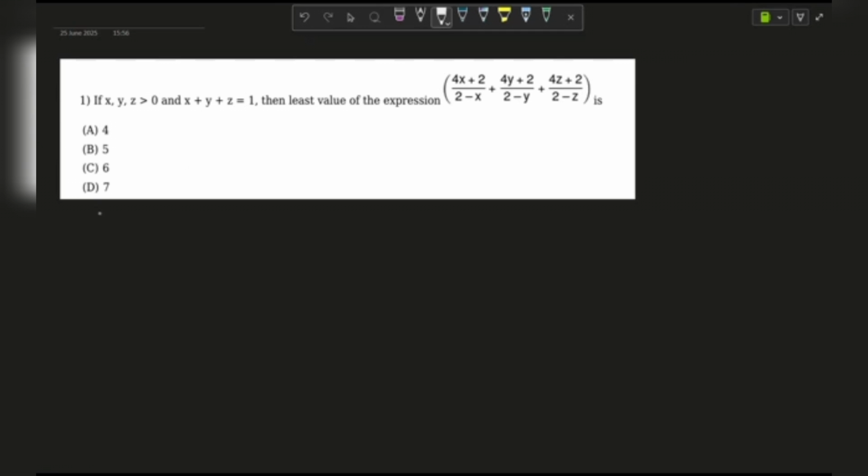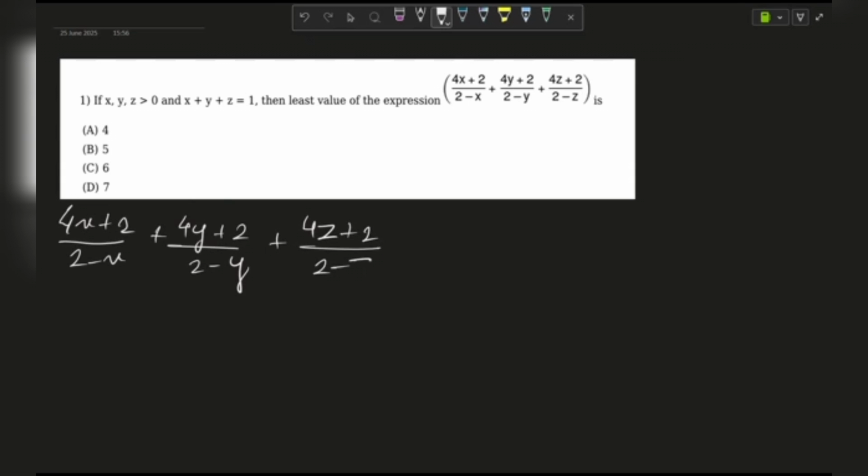Okay, I'm starting off. So basically we have an expression and a condition given that x plus y plus z is 1. We have to find the minimum value or the least value for this expression. This is basically (4x plus 2) divided by (2 minus x), plus (4y plus 2) divided by (2 minus y), plus (4z plus 2) divided by (2 minus z).